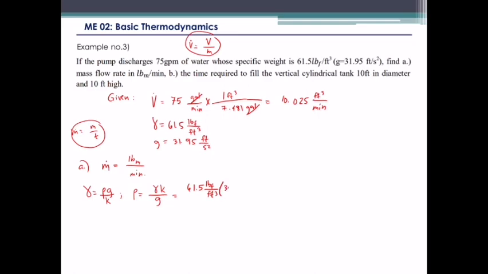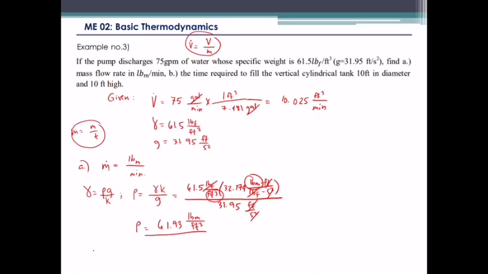K here is 32.174 pound mass feet per pound force second squared, over the given gravitational acceleration, 31.95 feet per second squared. So feet per second squared cancels, and the pound force is cancelled. So now you can obtain the density in the unit pound mass per cubic feet. So our density is 61.93.